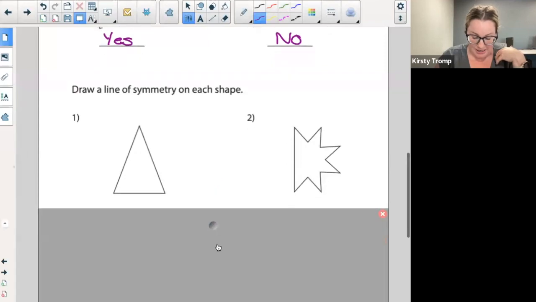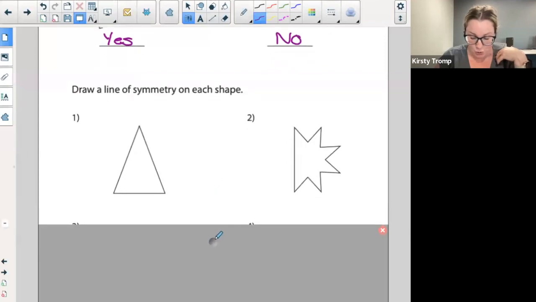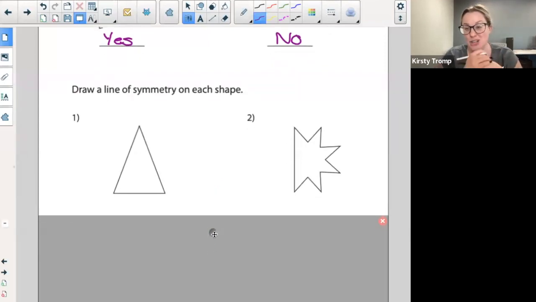The next kind of question they can ask is to draw the line of symmetry on each shape. So I'm going to show you how to do this first, and then I'm going to ask for some help. We're going to draw the axis of symmetry on each shape. Remember that there might be more than one axis of symmetry for some shapes, but in this case, we're going to go for the one that's the most obvious.